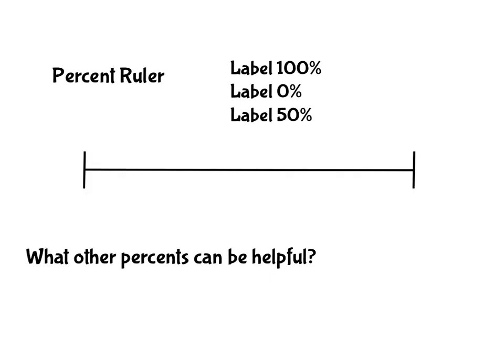All right, draw this in your notebook. Draw a percent ruler, and if at any time during the video you need to hit pause so that you can catch up and write, because you should be doing all this writing with me, just pause and then hit play again. So 0%, 100% is all of it, half of it is 50%, and then they're asking what other percents can be helpful.